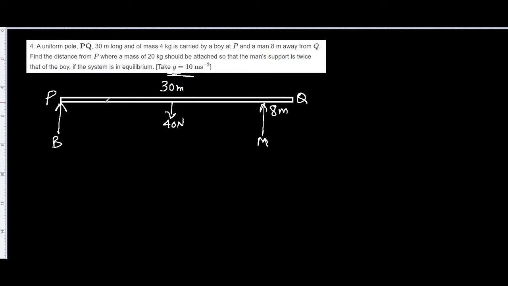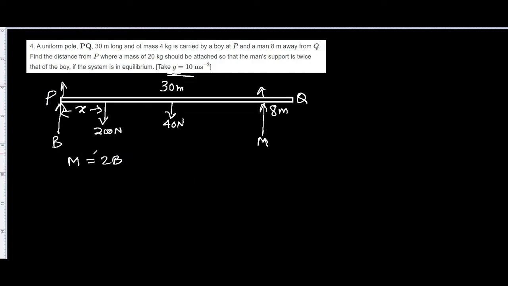So let's say it's here, and 2 kg will become 200 Newton force downwards, right? That is the weight, and let's call this distance x, because they are asking to find the distance. So that the man's support is twice that of the boy. That means force M, the reaction force upwards, will be double the reaction force by the boy. So M equals 2B, and these are forces. Now we have to find x.